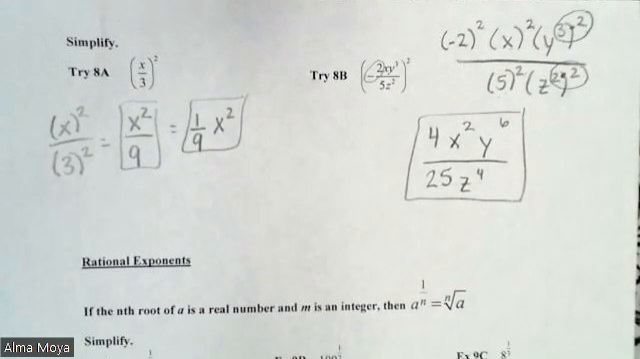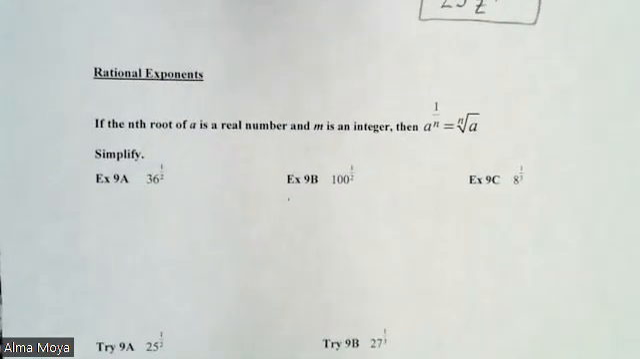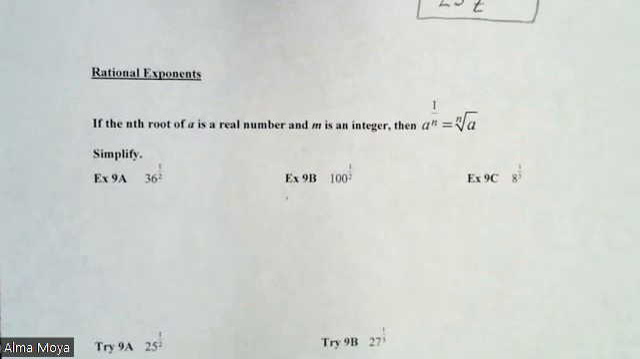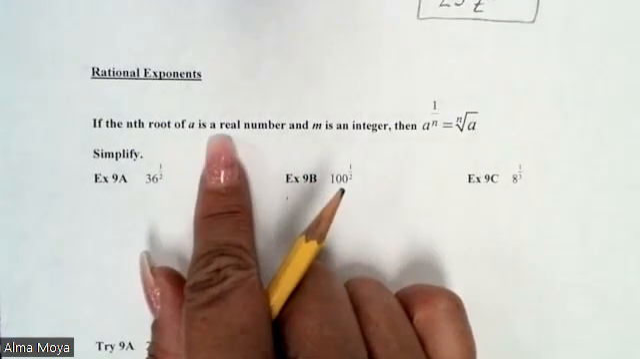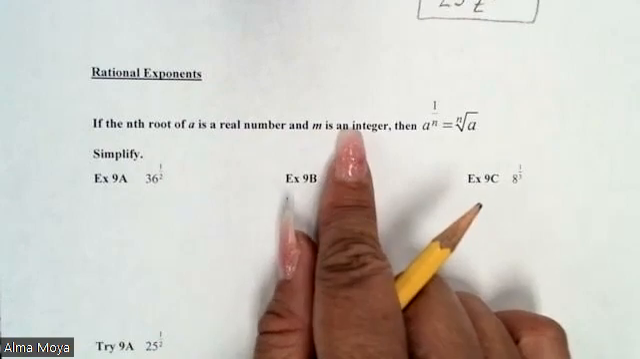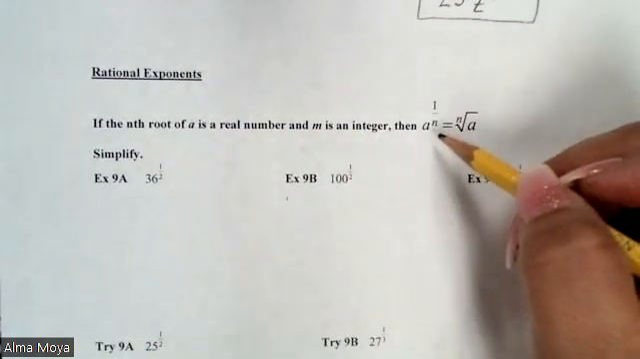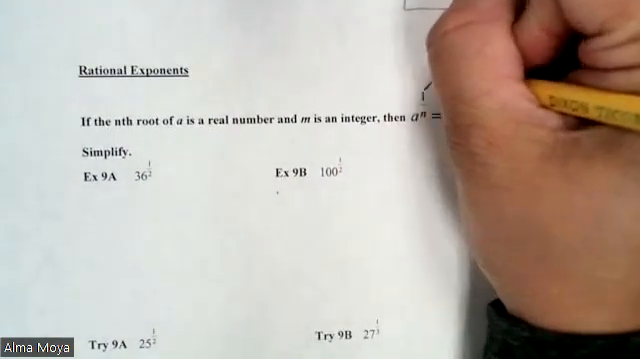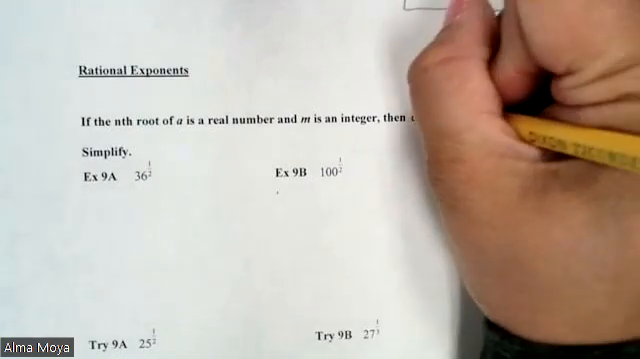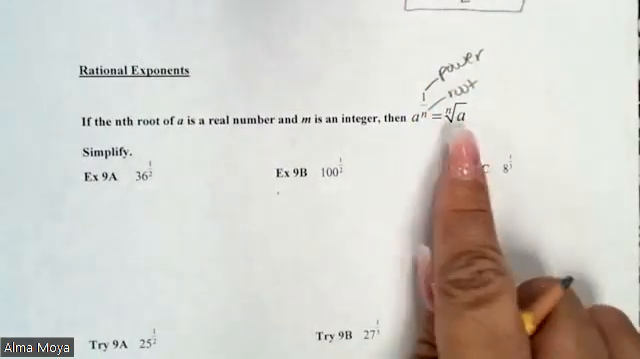Now, the last part of the notes, rational exponents. On rational exponents, the nth root of a is the real number and m is called an integer. So basically right here, this is called the power and this is called the root. The denominator is the root.